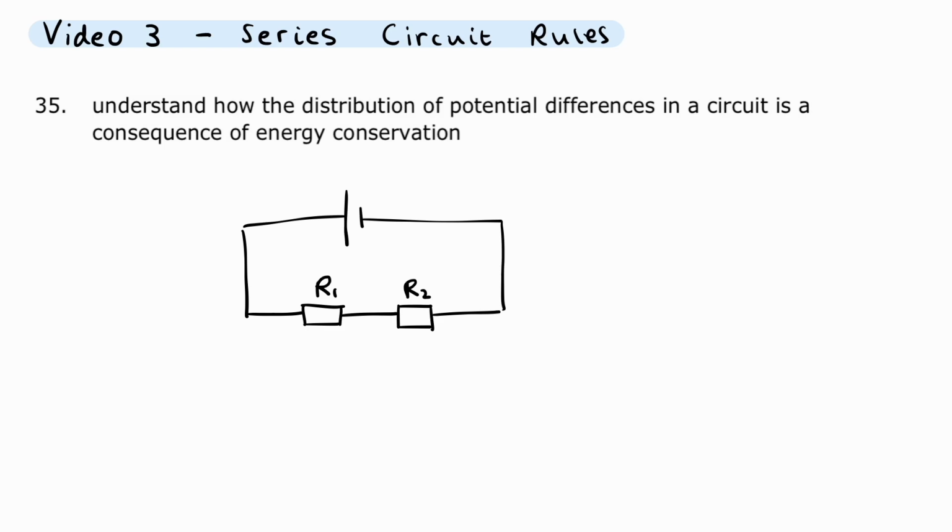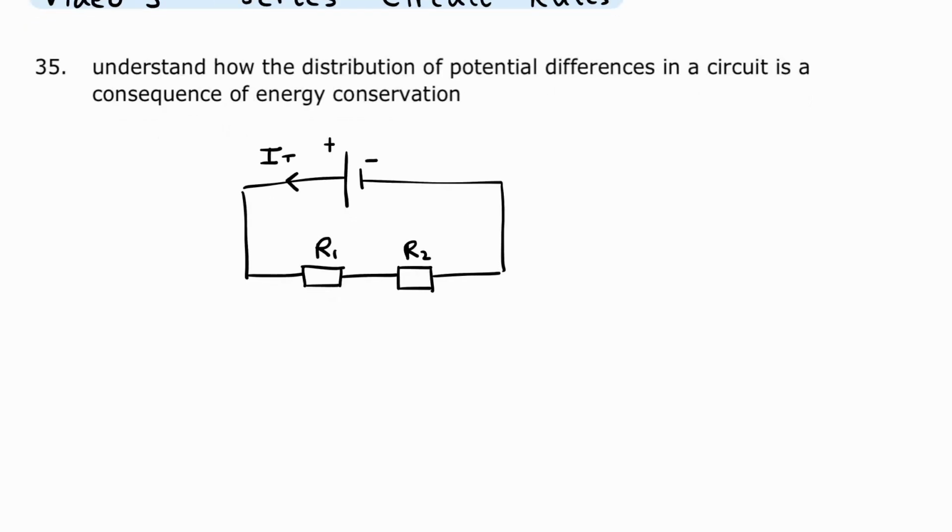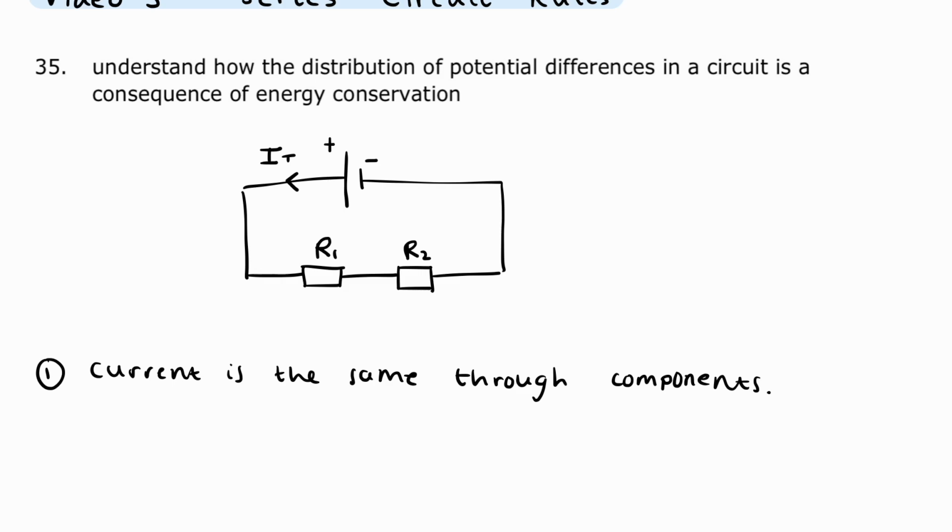If you recall from my first video, the longest terminal is positive, the shortest terminal is negative. Conventional current flows from the positive to the negative terminal, so we'll have the total current going this way. Our first rule is that current is the same through components in series. This means that R1 has a current IT and R2 also has the same current IT.